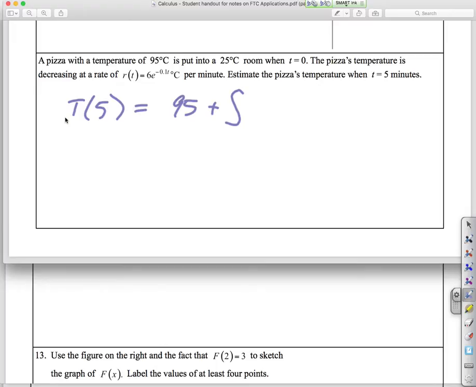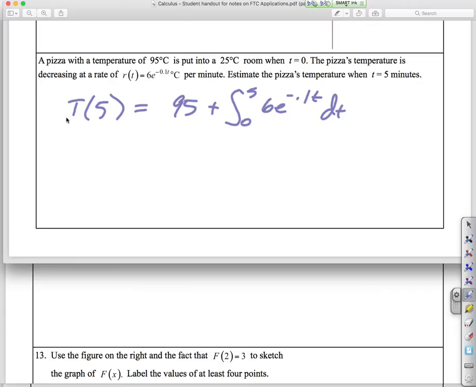Alright, keep going. From 0 to 5. Of what? 6 times e to the negative 0.1 t dt. Now that is very close, but it's slightly off.